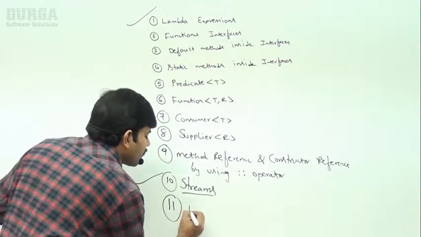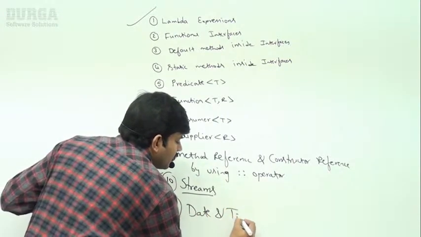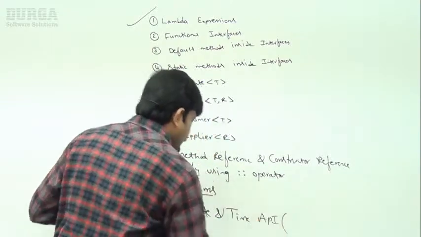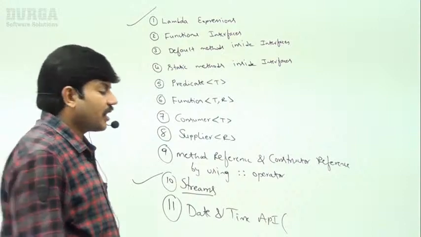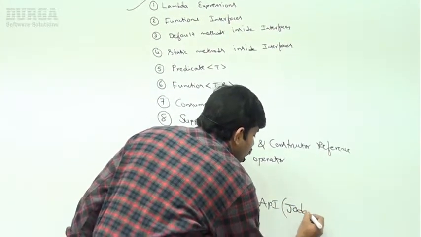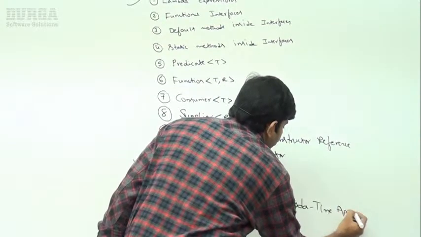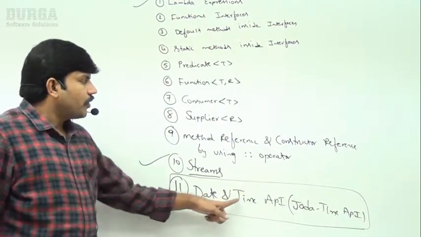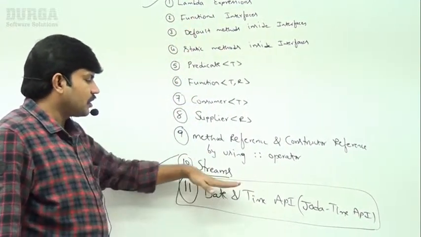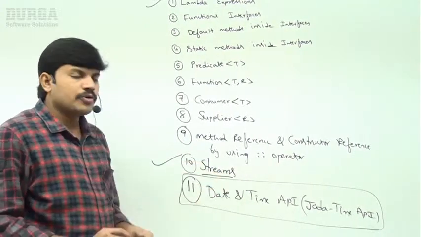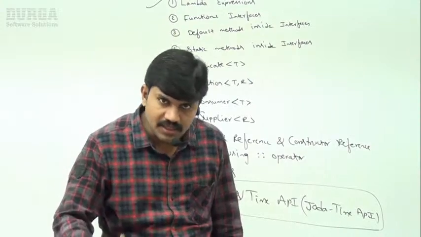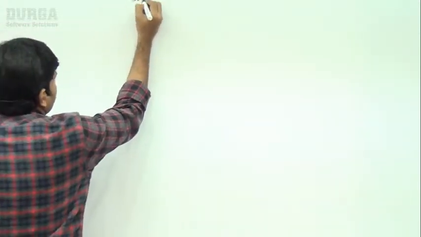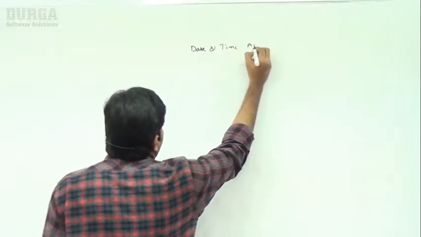Next, the topic we have to discuss is the date and time API, the most beautiful concept, which is also known as the Joda time API. This is our next topic as part of the 1.8 version. In the last 35 videos, the first 10 topics we completed. Let me talk about this date and time API. So now I will explain the most valuable concept in the 1.8 version, the date and time API.